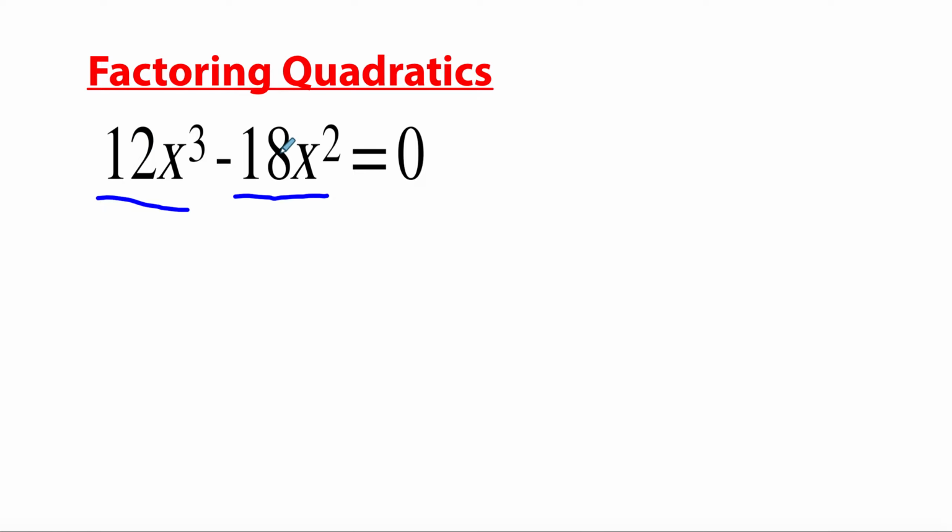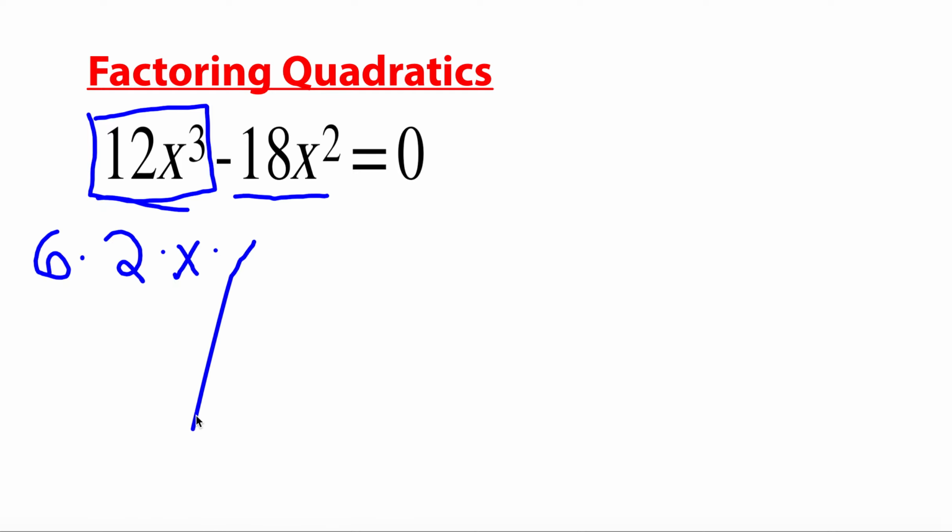Let's write this out. So if I were to break this apart into its factors, I could rewrite this term right here, 12x to the third, like this. Here's how I'd write it out. 6 times 2 times x times x times x. X to the third means x times x times x, right? So if I were writing this out in terms of its factors, this is what it would look like.